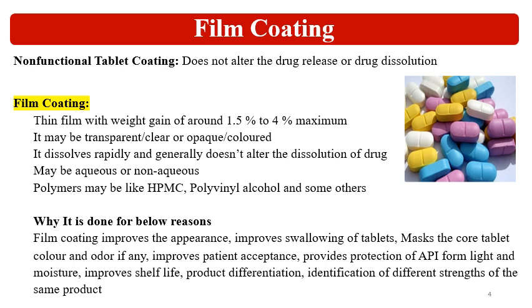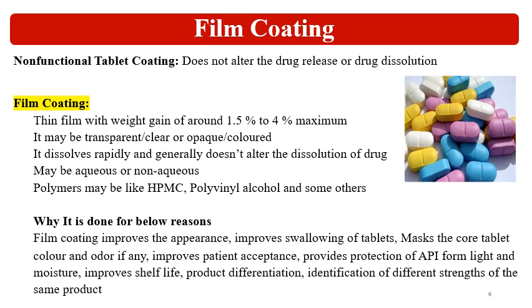So film coating, as I have mentioned, is a non-functional coating, and film coating may be performed with aqueous and non-aqueous solvent systems. Mainly the polymers utilized in film coating are HPMC, polyvinyl alcohol, and some others can be used. So the reason for performing coating may vary depending on the formulation and the product requirement.